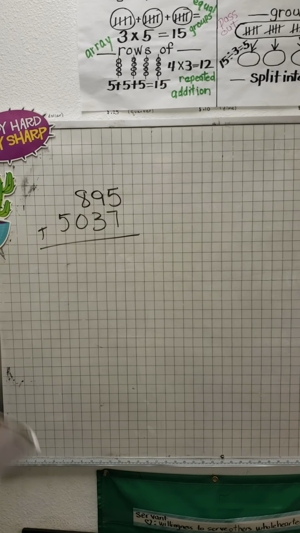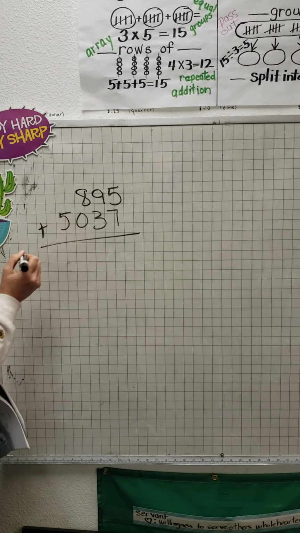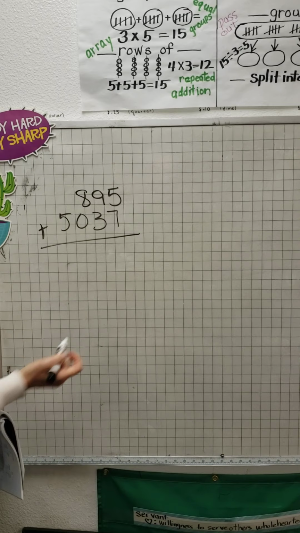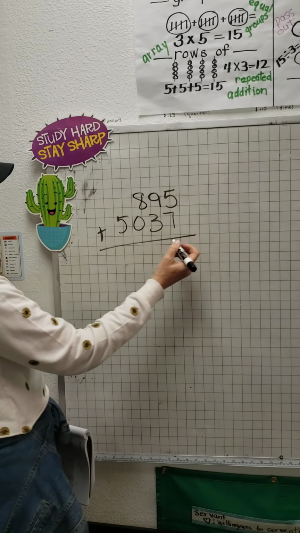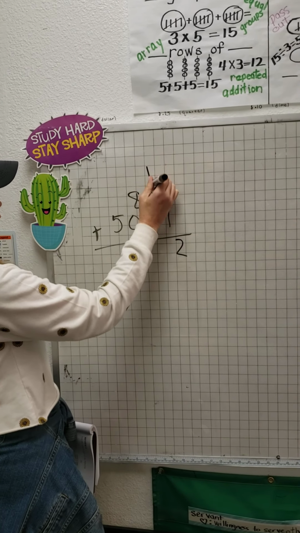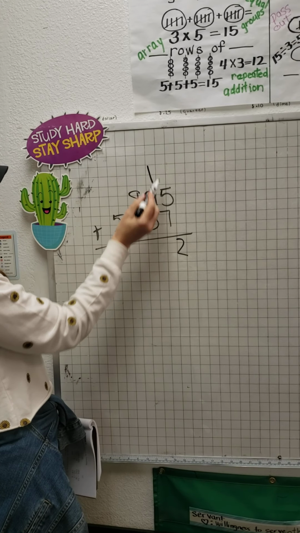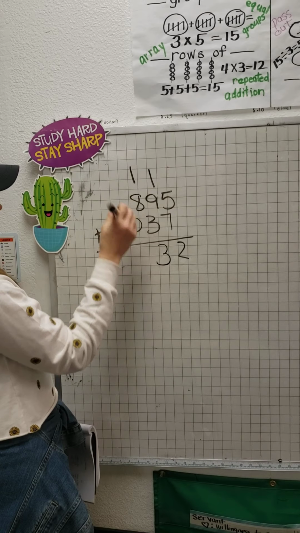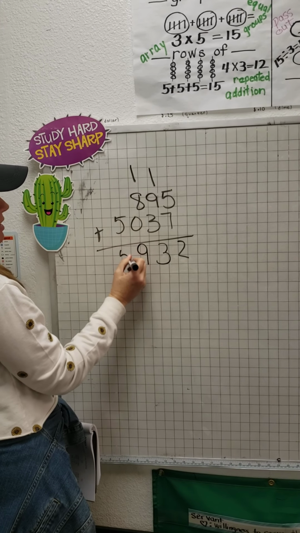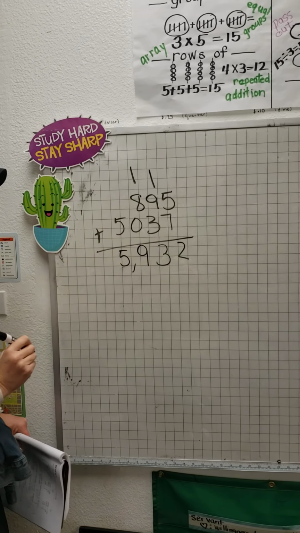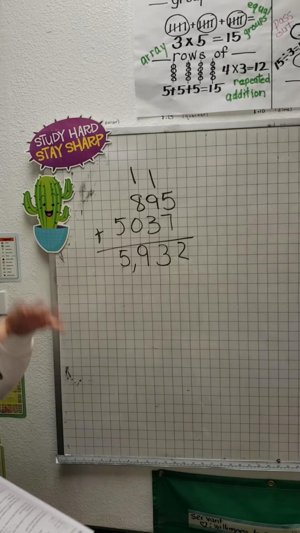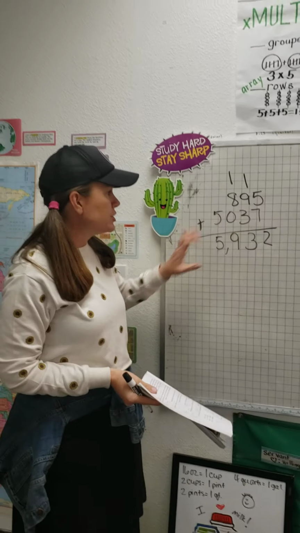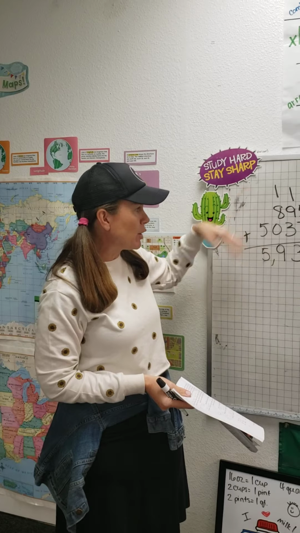I know you guys have learned this a long time ago, but it's important once in a while that we just review what we've learned. So 7 and 5 make 12. So I will carry. Then I'm going to add these up. I'm going to make a 10, and 3 more is 13. 8 and 1 is 9. And then we have our 5,000. So 5,932. You can do this mentally, or you can go ahead and just use this standard algorithm here.